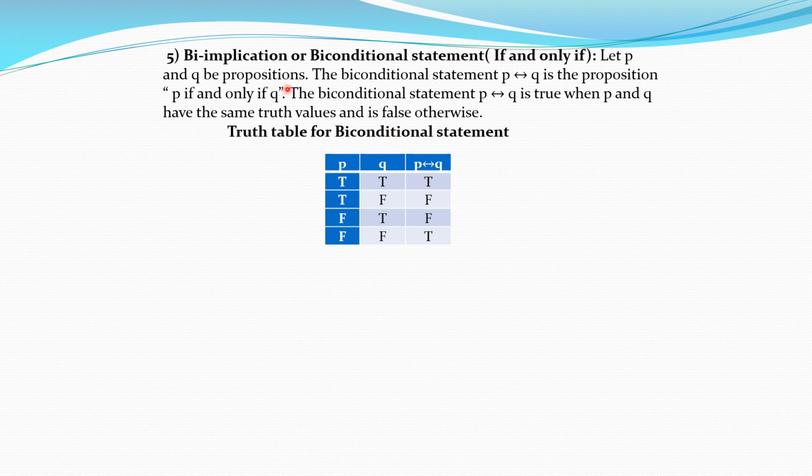It means when both P and Q are true, then P double implication Q is true. Or if P and Q both have false value, then also P double implication Q is true. So this is the truth table for biconditional statement. See here. Here P and Q have same truth value T. So P double implication Q is T. And in last row P and Q both have F value, same value. So P double implication Q is true. And in remaining cases, one true one false, the value is false.